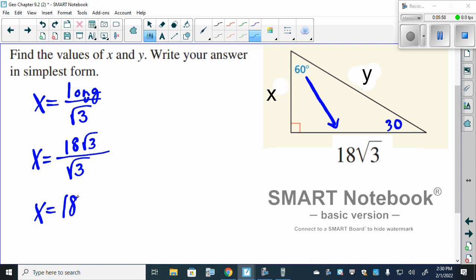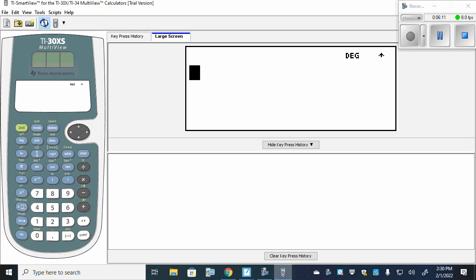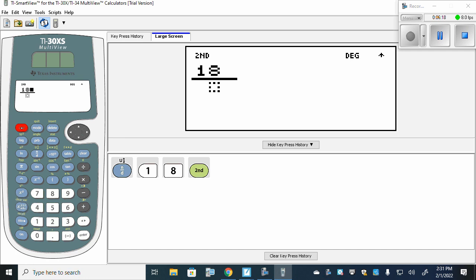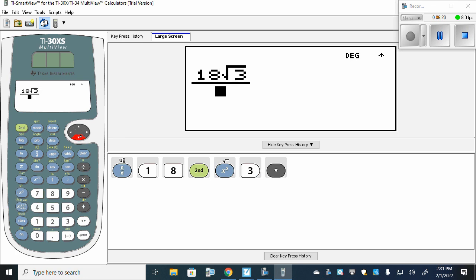Square root of 3 divided by the square root of 3 is 1. Anything divided by itself is 1. So really these would simplify out. We could have typed this into the calculator. Use our fraction symbol, 18 square root of 3 over square root of 3. Hit enter and it'll tell us that it's 18. The calculator can do it just fine.